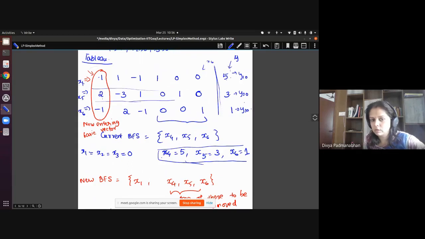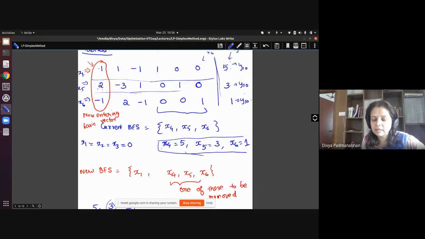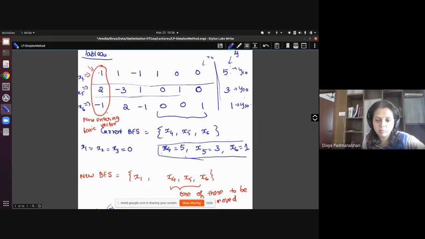So it's as if x5 is going to leave the system, in the sense that this is the new entering vector. This corresponds to x1. So now the value of x1 is going to be 3/2, because x5 is going to leave.